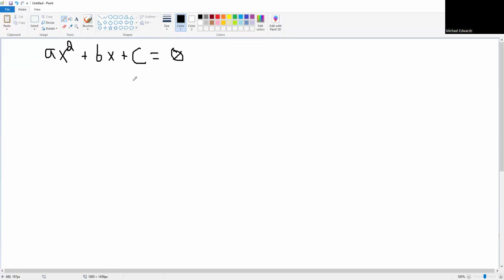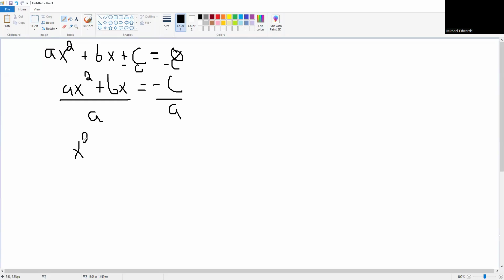So move the constant to the right. So ax squared plus bx equals minus c, because we subtracted c out on both sides. And then we want to divide by the leading coefficient. It's the same stuff we've been doing. All right, so let's do it. This is x squared plus bx over a equals negative c over a.